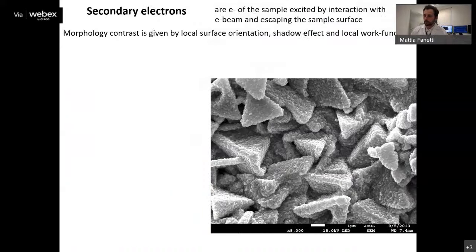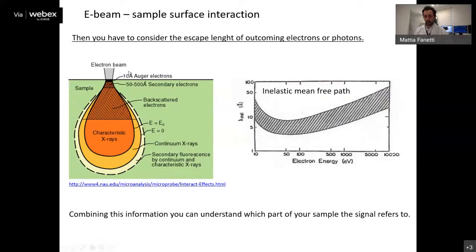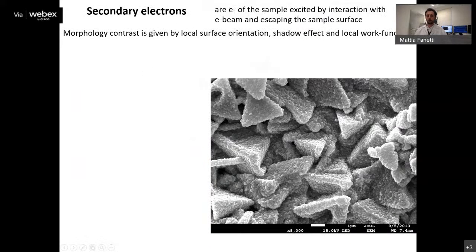Secondary electrons are the electrons which are inside the sample and which are excited by the interaction with the electron beam and which have enough energy and are close enough to the surface to escape the sample surface. Okay. As we said, the ones that I can detect are generated very close to the source. So these are very surface sensitive signals, okay, the secondary.